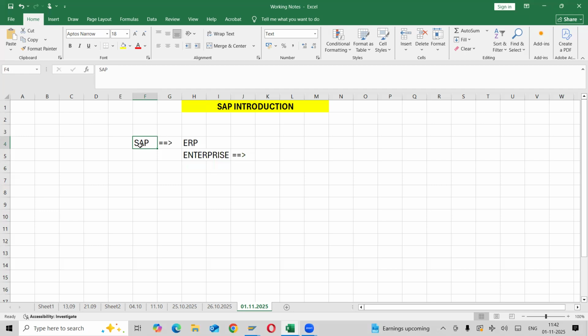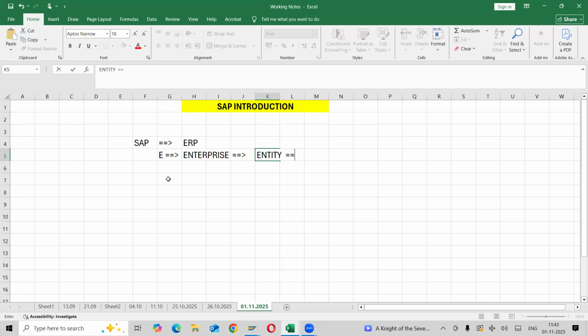So what do you mean by enterprise? SAP is an ERP. E stands for enterprise. What exactly is enterprise? Enterprise means an entity.